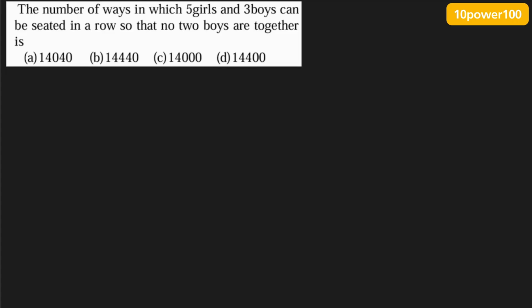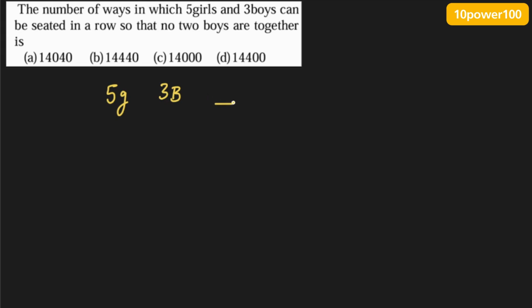Next question. The number of ways in which 5 girls and 3 boys can be seated in a row so that no boys are together is. Okay, so let's see how to solve this. First, there are 5 girls, and 3 boys. And here the condition is the boys should not sit together. So, let's arrange this seating arrangement.